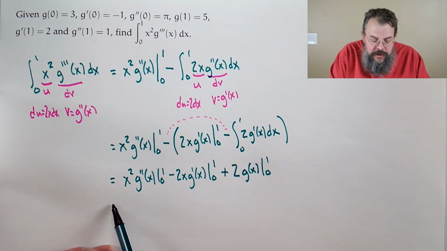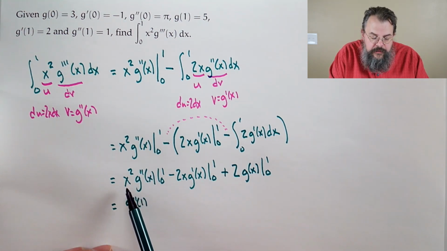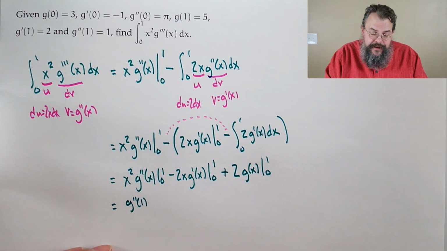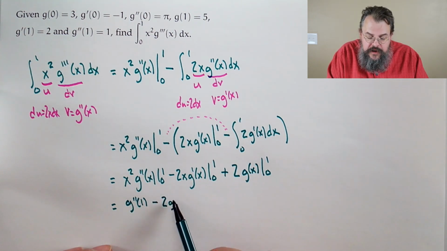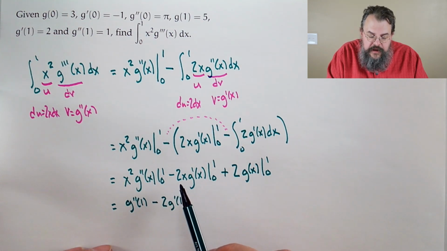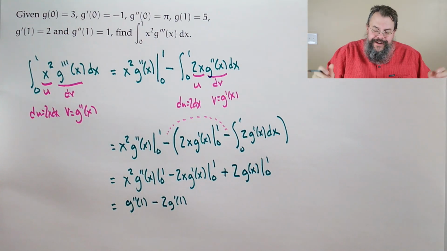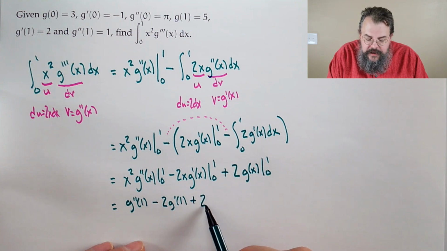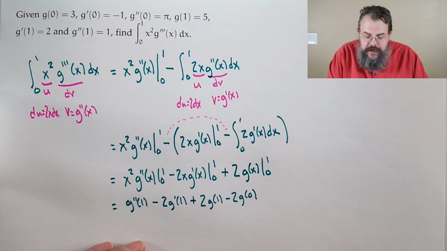So what happens? Well, we plug in 1. We're going to get 1 times g double prime of 1. So that's g double prime of 1. And then subtract 0 squared times g double prime of 0. Goes away, because I have 0 times something. Okay. Minus 2 times 1 times g prime of 1. So minus 2 g prime of 1. Then plug in 0. 2 times 0 times g prime of 0 goes away. All right. Plus 2 times g of 1. And then subtract 2 times g of 0. So here, it doesn't go away, so we've got to write it down.